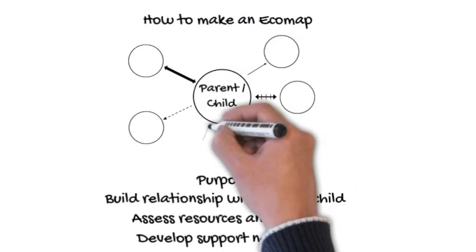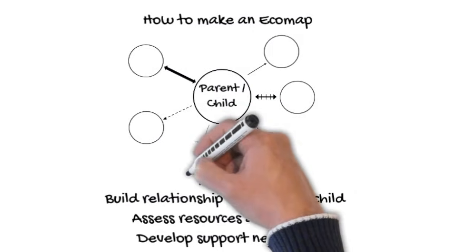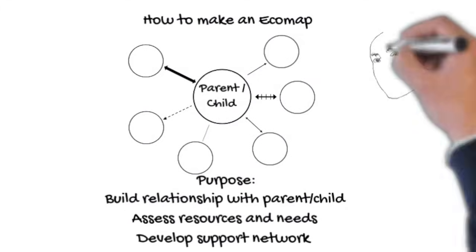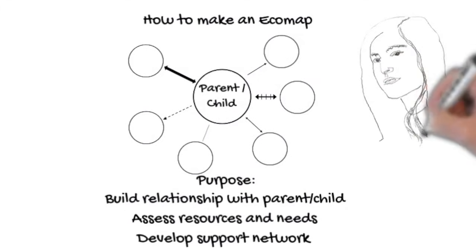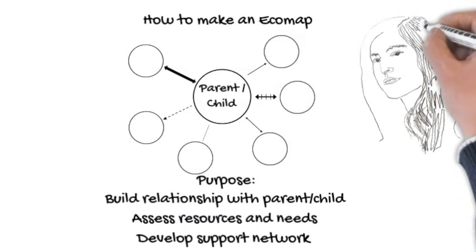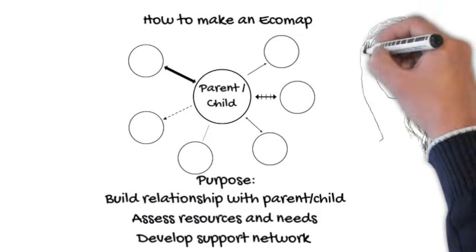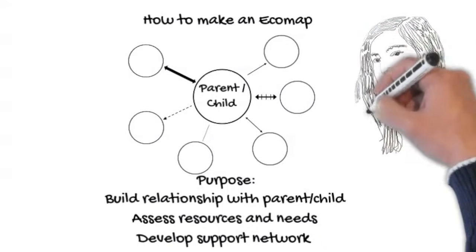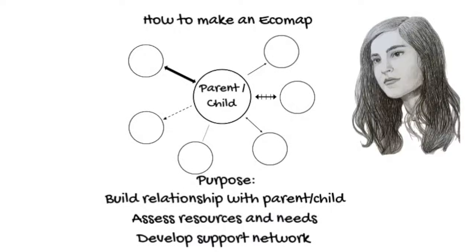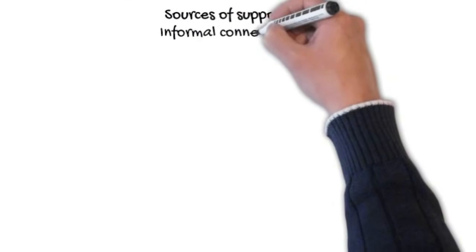For example, we will make an ecomap for Michelle, the author's daughter, a healthy 17-year-old teenager. But before we start with the example, let's explore what resources people usually have. When we think about supports, we can divide them into informal and formal supports.